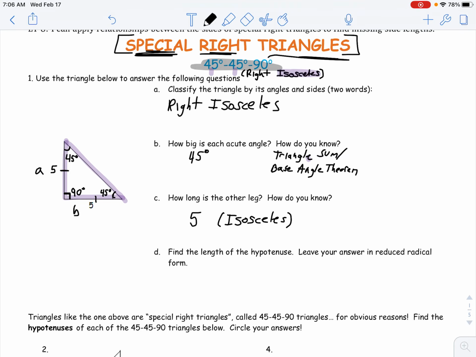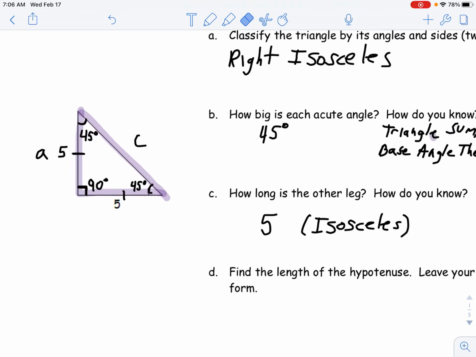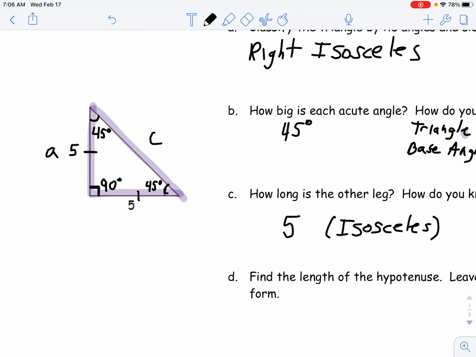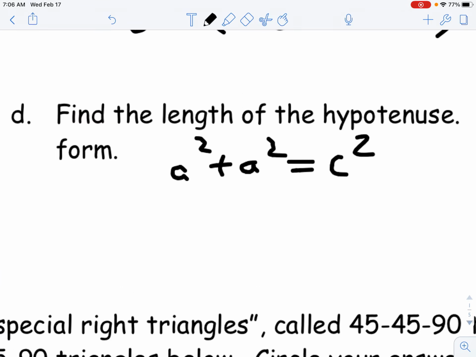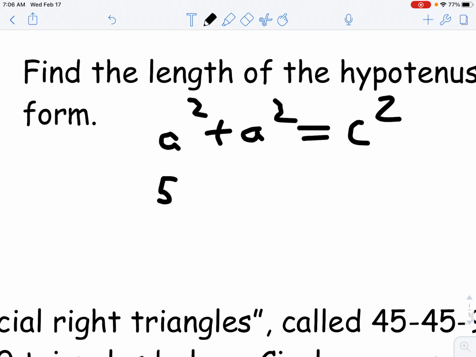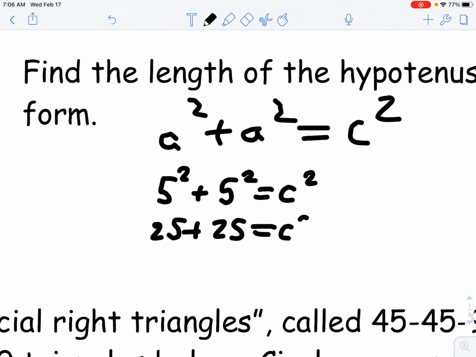All right, so again, it doesn't matter which one. We can say A, B, C. In this case, instead of saying A, B, and C, since it's isosceles, just say A and C. So we're going to rewrite the Pythagorean theorem just a little bit. We're going to say A squared plus A squared equals C squared, since A and B are both the same in this case. So plugging in those numbers, I get 5 squared plus 5 squared equals C squared. And then I have to do a bunch of math. 25 plus 25 equals C squared. 50 equals C squared.